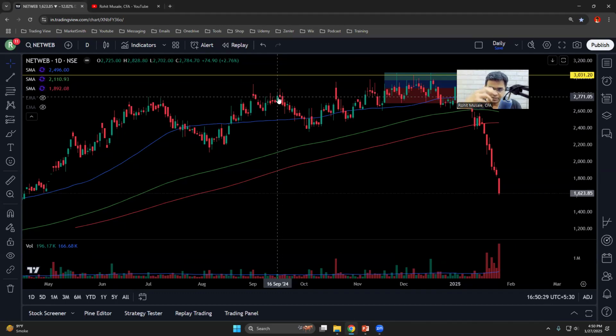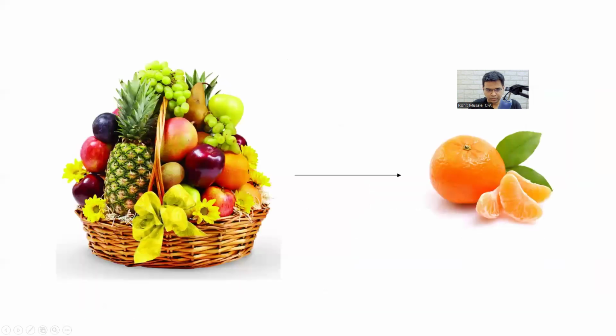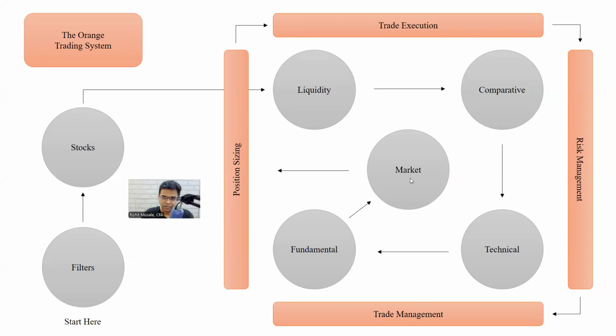So liquidity analysis is a very important aspect of my orange trading system. Remember that orange trading system that I discussed few videos back? Here it is. So in this, the 5 elements that you see here: liquidity analysis, comparative analysis, technical analysis, fundamental and market analysis. So in September 2024, when I was looking at NetWeb, I had rejected the stock because of liquidity reasons. I wanted more than 200K volume.